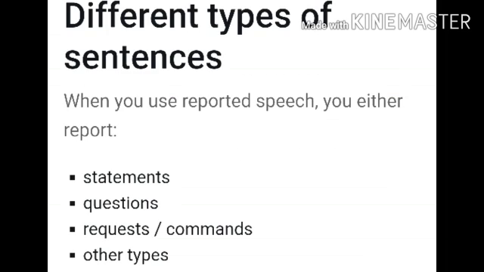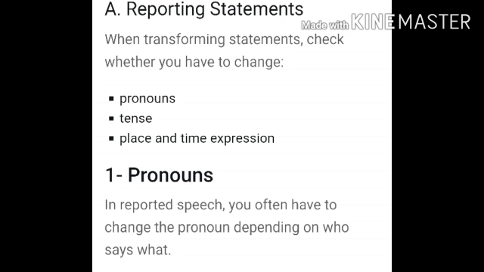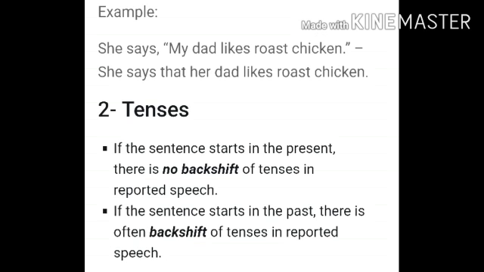When you use reported speech, you either report a statement, question, request, command or exclamatory sentence. While changing statements, you have to check whether you have to change the pronouns, tense, place, time expression. See the pronouns. The change of pronoun depends on who says what. Example, she says, my dad likes roast chicken. She says that her dad likes roast chicken.